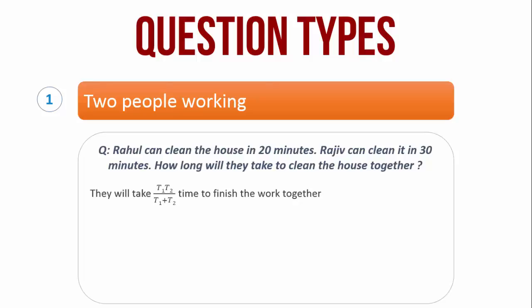Now, remembering the formula, if 2 people are doing a certain work and one person takes time t1, the other person takes time t2, the time that both of them together will take will be t1 t2 divided by t1 plus t2. So, the total amount of time in minutes that both of them will take if they clean the house together is 20 into 30 divided by 20 plus 30, which is 600 by 50 or 12 minutes. So if Rahul can alone clean the house in 20 minutes and Rajiv can alone clean the house in 30 minutes, if they both together clean the house, the entire house shall be cleaned in 12 minutes.